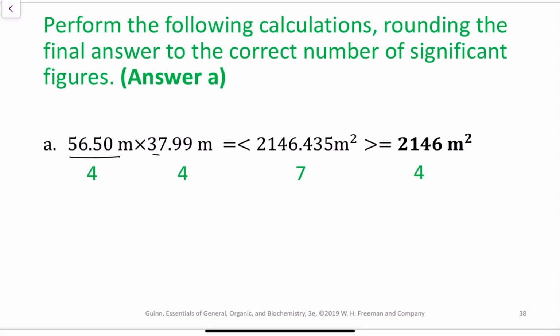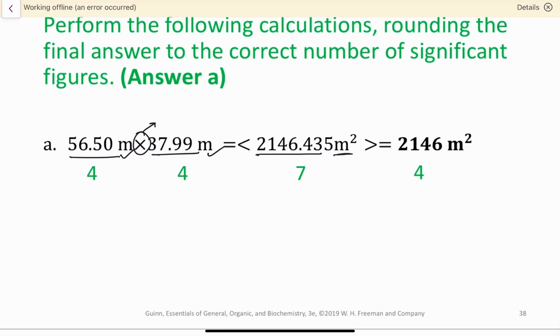So if you multiply these two numbers, your calculator will give you 2146.435 meter square, because you are multiplying meter by meter, right? So units are very important. Okay, so you are multiplying it, right? Which rule do you have to apply? Multiplication and division rule.